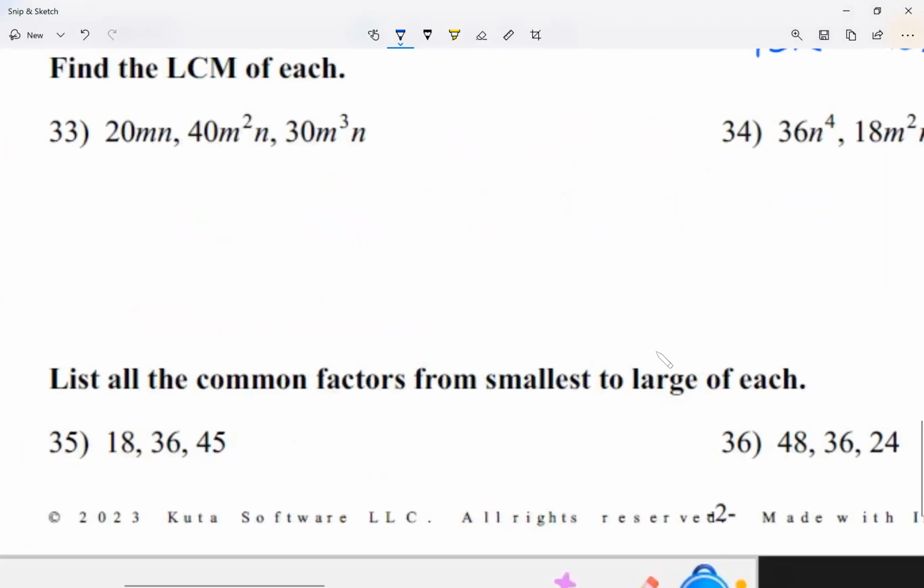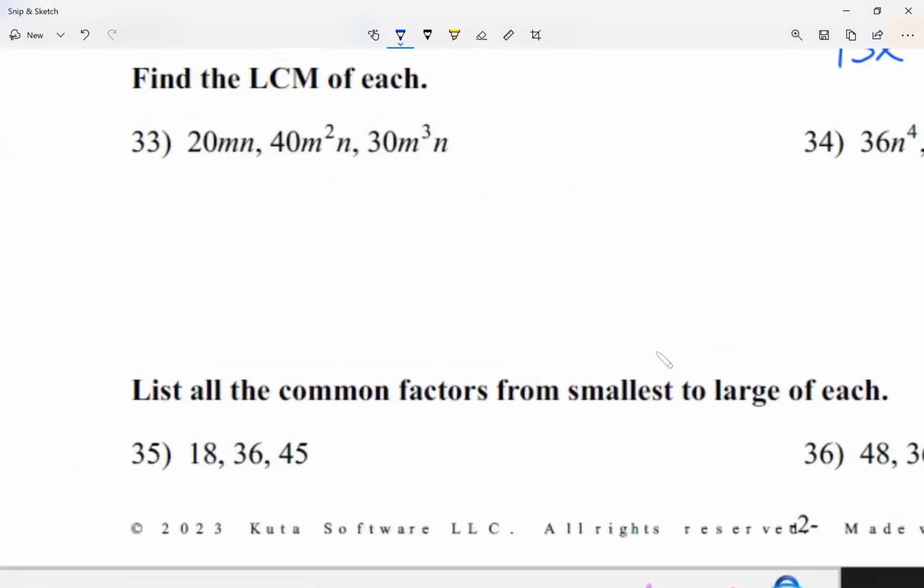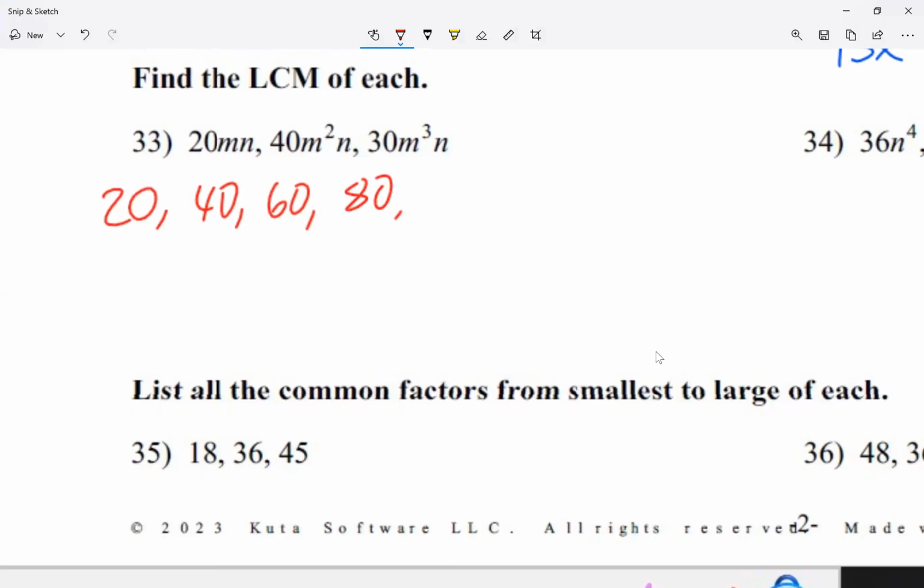So let's take a look at number 33. Find the least common multiple of each. To be honest, let me just focus on the numbers. I'll worry about the letters in a minute. Let me just focus on the numbers. So let me find the multiples of 20 to begin with. So I'm gonna say 20, 40, 60, 80, 100, 120, 140, so on.